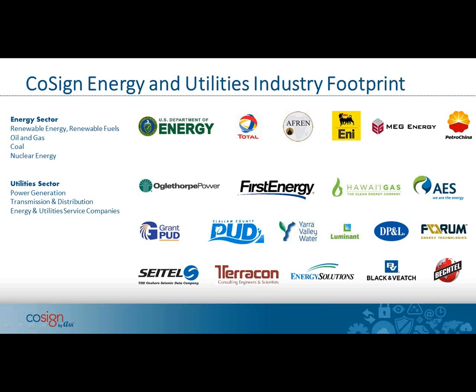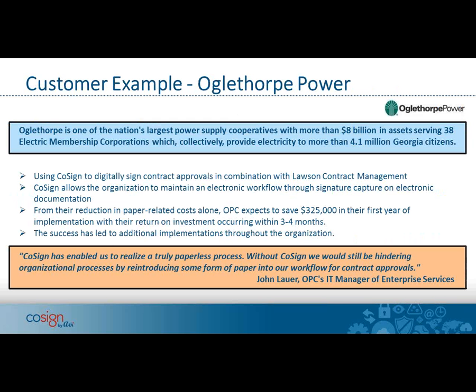So, to kind of wrap things up here, I wanted to give you a true use case from one of our customers. In this case, it's Oglethorpe Power. They're one of the nation's largest power supply cooperatives with over $8 billion in assets, serving over 4 million customers in the state of Georgia. Now, they were looking to use Cosign to sign contract approvals with their Lawson contract management system. So I think there was a question earlier on Lawson. Here's a good example of that.